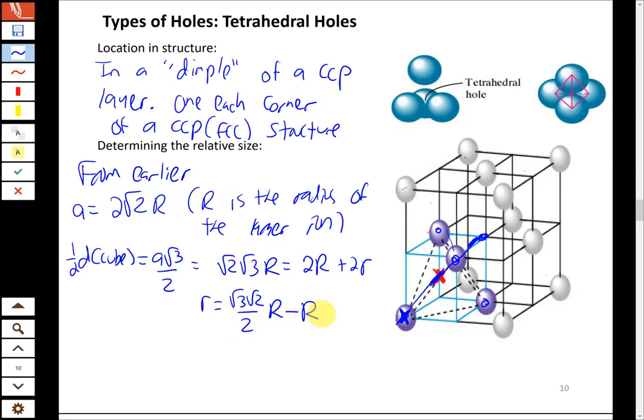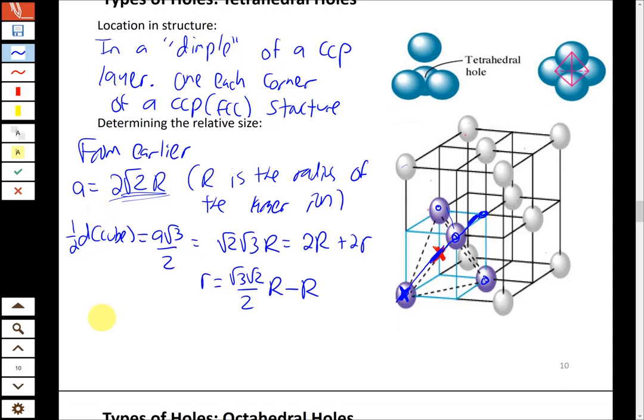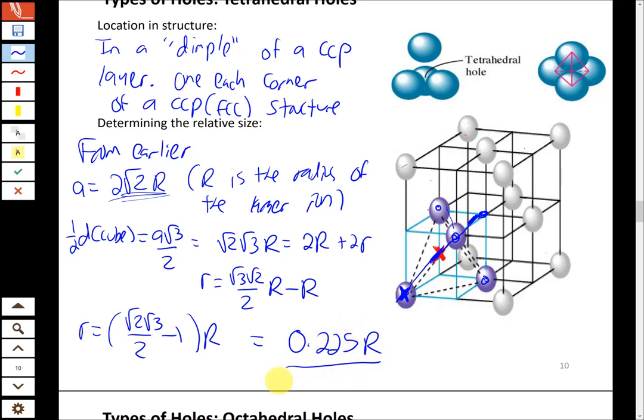So we're just doing a bunch of algebra here where we're, again, defining the diagonal of the cube in terms of the side length a, in terms of the radius of the ion that's at each corner, and then the small radius being the radius of the tetrahedral hole. And so what this ends up being is the radius of the small hole, the tetrahedral hole, is radical 2 times radical 3 over 2 minus 1 times R. But the important thing for you guys to know is that this is equal to 0.225 times capital R. So that's the smallest size of a cation that you can fit into that hole.